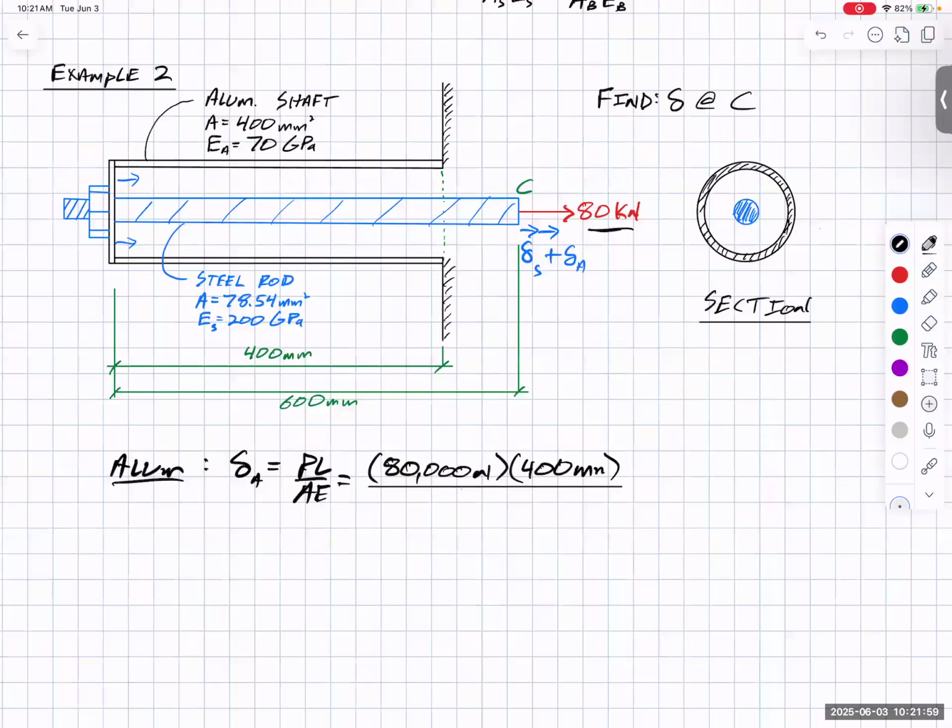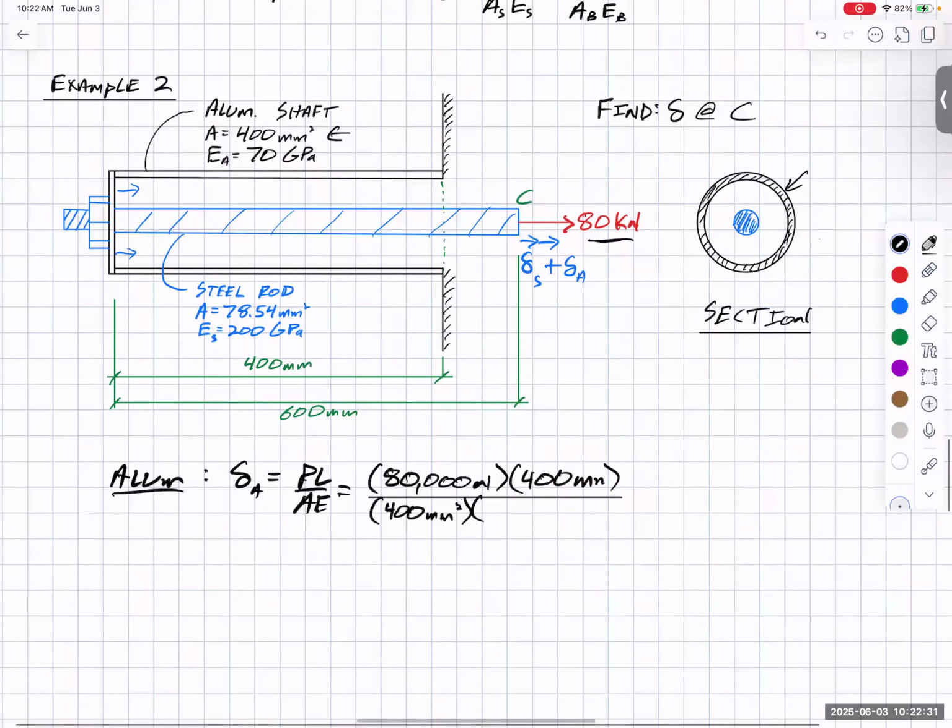And I was nice to you. I gave you the area. If you had to find it, of course, you could just do pi over 4 parentheses d outside squared minus d inside squared. I don't know, you can figure it out, right? Just area. But I give it to you as 400 millimeters squared. Of course, you'd have to know the wall thickness. I didn't give that.